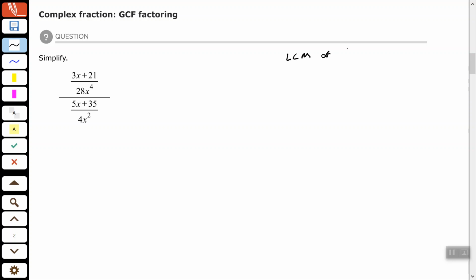So that would be the least common multiple of 28x to the fourth and 4x squared. All right, so the first number or the first common multiple for 28 and 4, the first number they will both go into is 28. And then x to the fourth and x squared, remember you use the highest exponent, the largest exponent, so x to the fourth. The least common multiple is 28x to the fourth. So to clear the small fractions, we'll come back over here and multiply both of these fractions by 28x to the fourth.